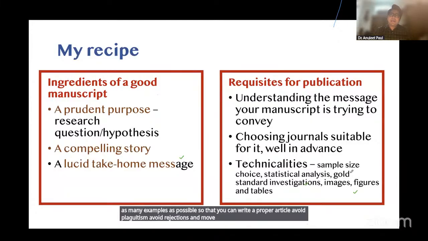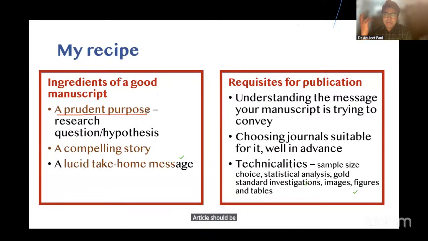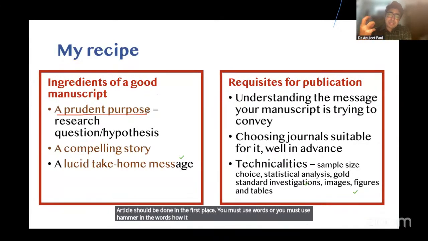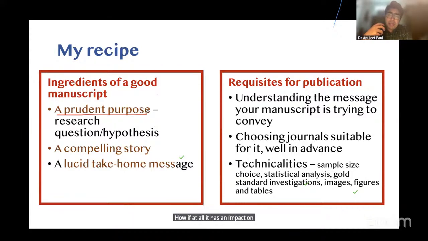So my ingredients for a good article are: number one, a prudent purpose. You must be very clear to the person you're writing to as to why this article should be done in the first place. You must hammer in how it has an impact on future studies, how, if at all, it has an impact on future studies in your country. Does it change the way we look at management or treatment of a disease? Because quite frankly, these are articles that are worth publishing according to the author.